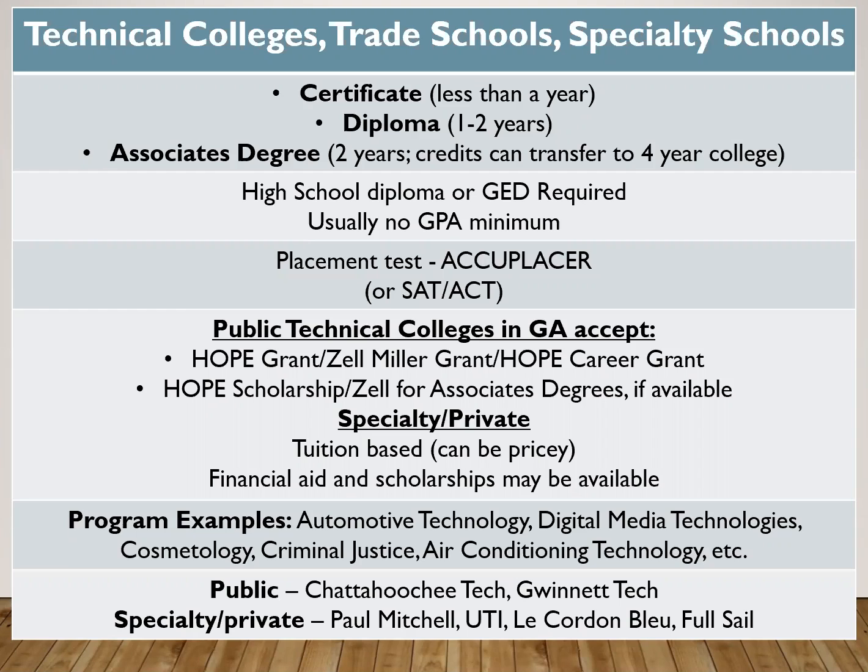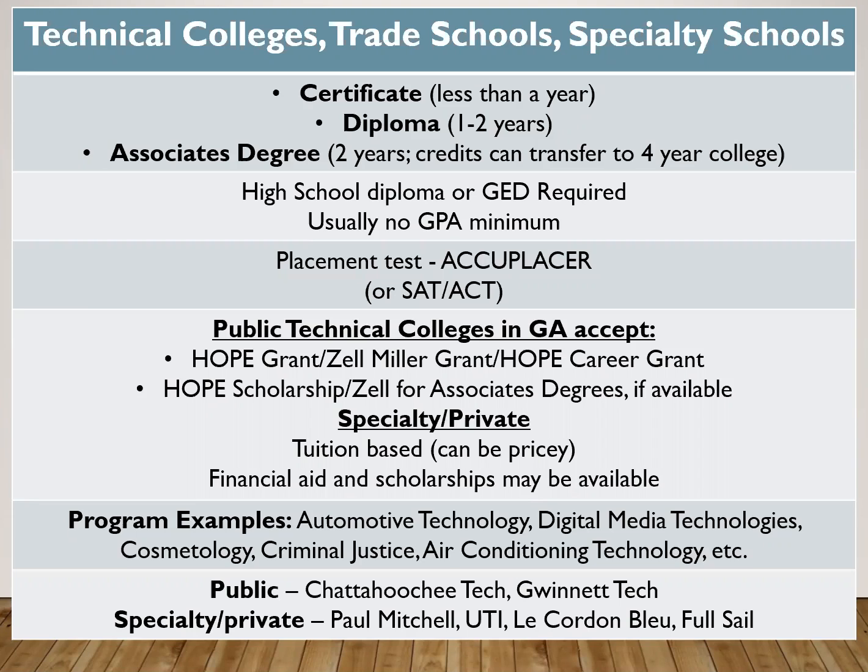You can usually earn any one of those or some of those at the different schools. Usually you have to have a high school diploma or a GED, and there's usually no GPA minimum for admission into these types of programs. They are usually going to want you to submit some sort of placement test. There's a test called the AccuPlacer that you could take. SAT and ACT work as well, but the AccuPlacer is designed to help them see: can you read, can you write, can you do some basic math, can you function in a career setting, and do you need remedial help in some of those subjects.